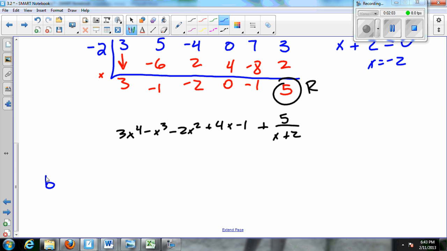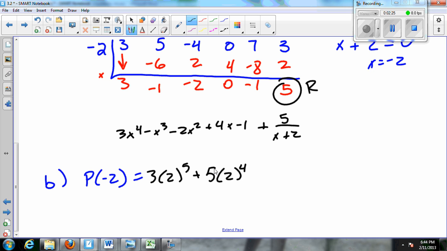So part B said use the remainder theorem to find p of -2. So that literally means to plug in -2 wherever you see an x. So we go 3 times 2 to the fifth plus 5 times 2 to the fourth minus 4 times 2 to the third plus 7 times 2 plus 3.